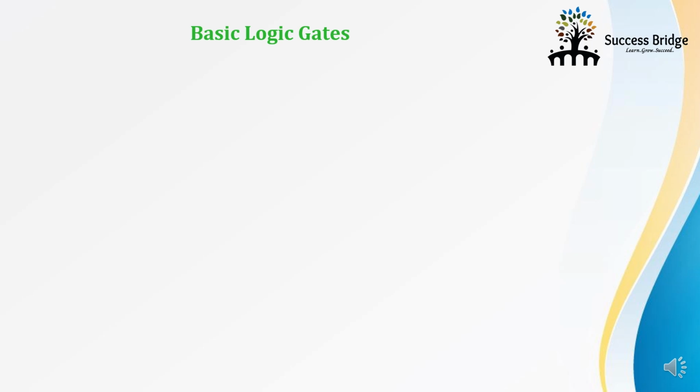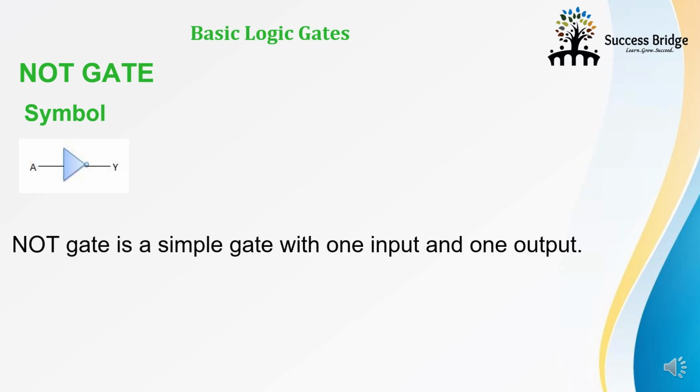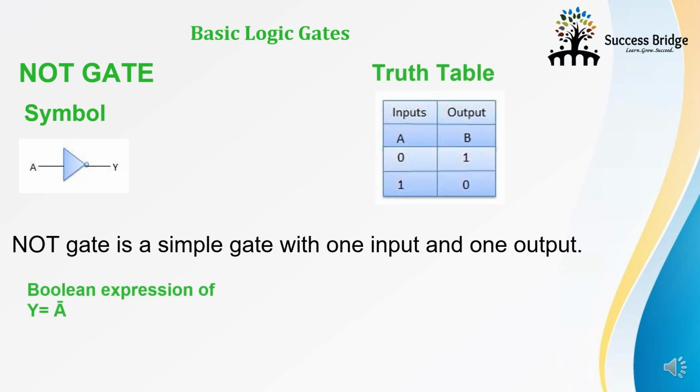First let's start with the NOT gate. This is the logic representation of the NOT gate. In this, A is the input and Y is the output. Let's discuss more with the help of the truth table. This is the logic expression of the NOT gate: Y is equal to A bar.